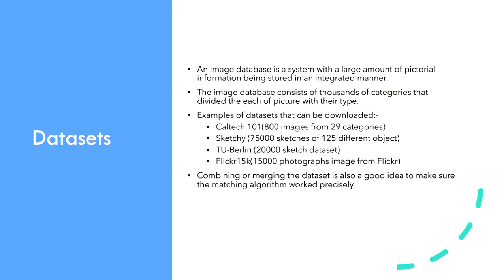So combining or merging the datasets is also a good idea to make sure the matching algorithm works precisely. For the dataset, we can choose whether we want to use them one by one, or we can combine the content of the images together. By combining the content, it can detect more pictures with more precise matching accuracy.